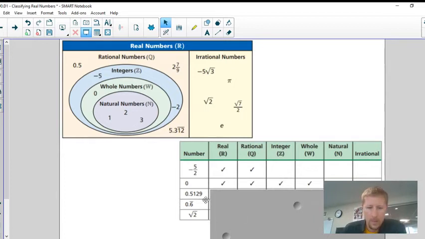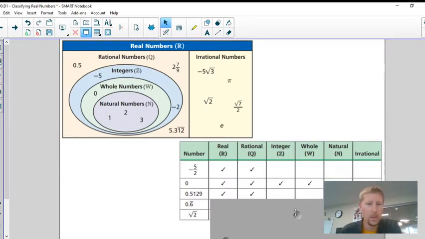The next one, 0.5129. Well, the minute we start as a decimal, we can eliminate it's not natural, it's not whole, it's not an integer. So it's not one of the circles. Okay, if it's a decimal, the first category it can belong to is rational. And in this case, it is a terminating decimal because it ends. So yeah, that's fine. It is rational, which makes it real also, because rational numbers are part of the real number family.